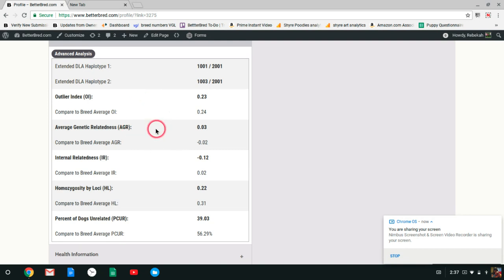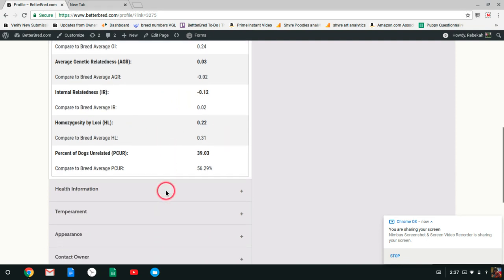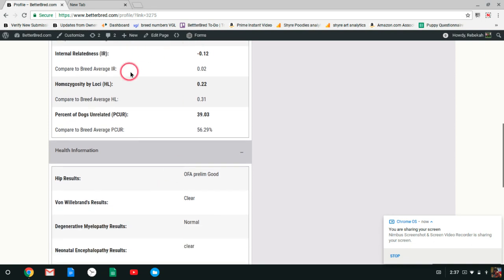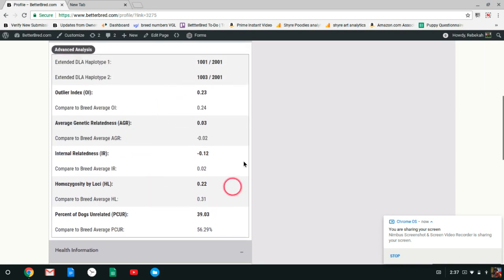He's more related to dogs in the database than is typical for our breed, but he's more outbred than is typical for our breed, meaning he's not inbred. This also shows he's not inbred. Okay, so let's look at his health information. Now again, all this information up here does not tell you about the quality of a dog. We decide the quality of a dog through our health testing and our titling.